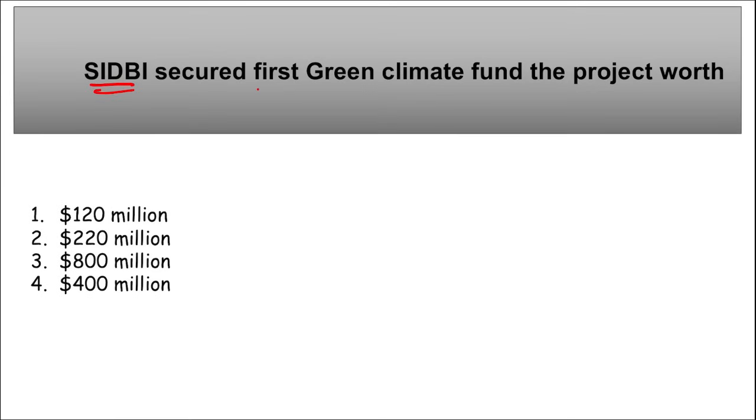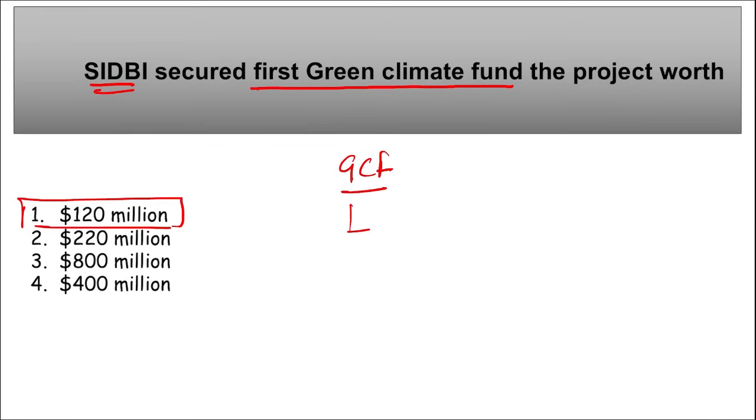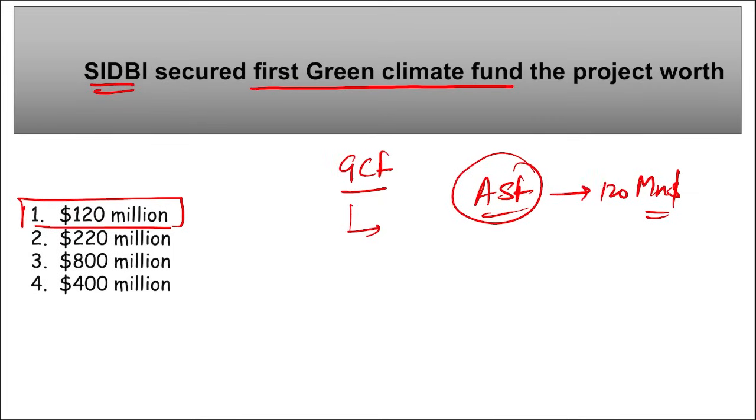Next is SIDBI. SIDBI secured the first Green Climate Fund project. The project is worth how much? So SIDBI secured the first Green Climate Fund project that is worth $120 million, right? And this is known as the Avana Sustainability Fund, valued at $120 million. It was launched by SIDBI. Correct? SIDBI has given the approval for this Green Climate Fund, you can say the Avana Sustainability Fund, right? Take a note of this.